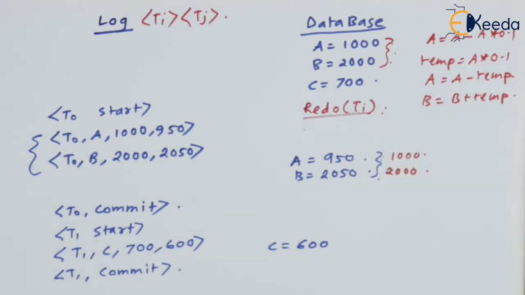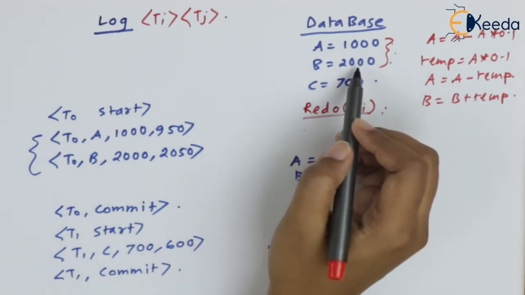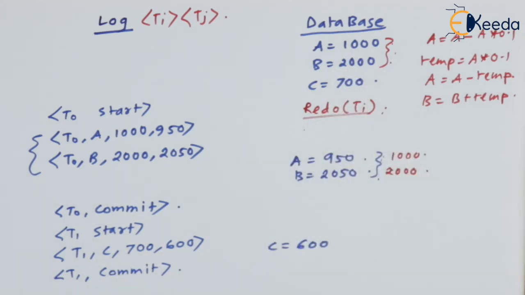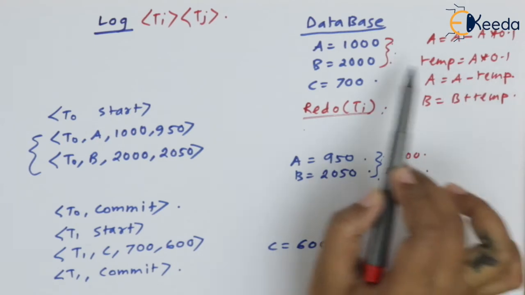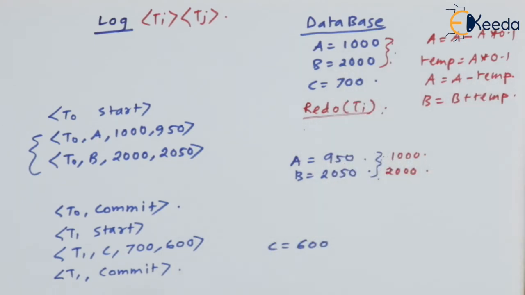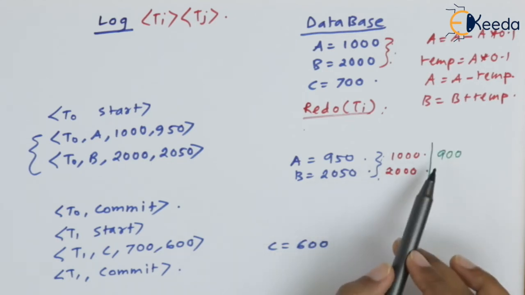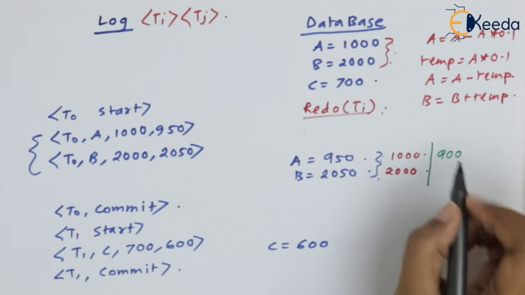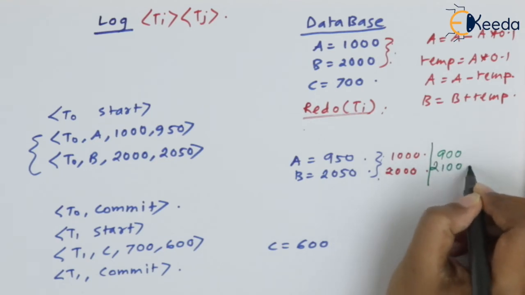Now say what happens. The original values are 1000 and 2000. Now my updated value: 1000's 10% is 100. So that will be deducted from this A, and now my new result will be 900. And for B, the 100 will be added to it. So it leaves us with 2100.